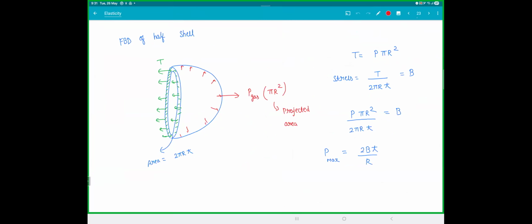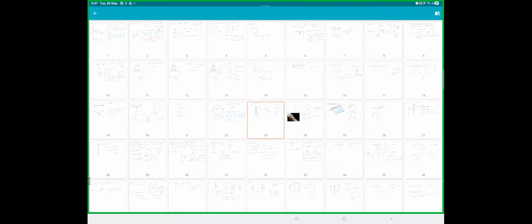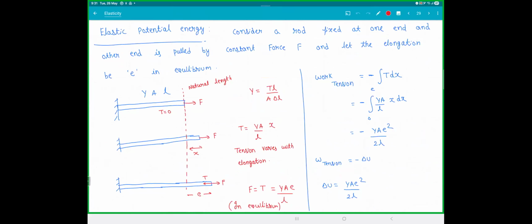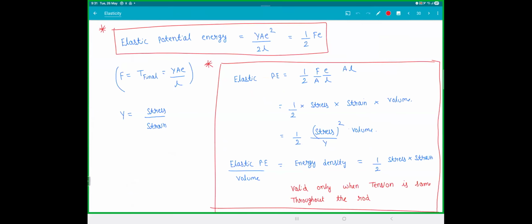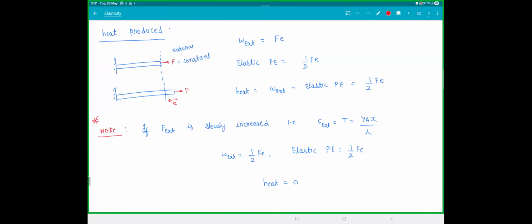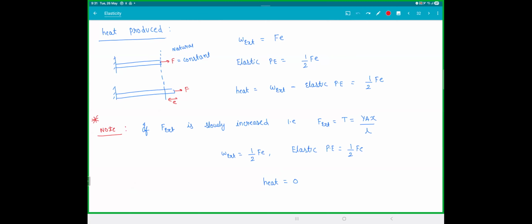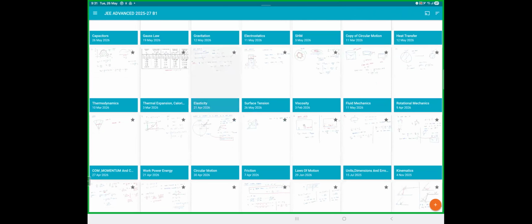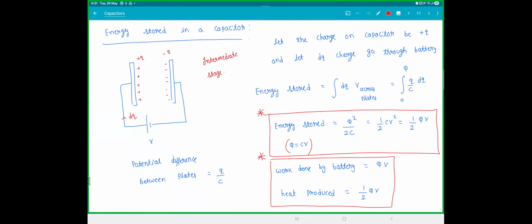Second time you saw this was in elasticity. When you take a wire and stretch it, the potential energy stored is half Fe, whereas work done by external force is Fe. The heat produced is half Fe. So again, half of the energy was lost. So this is one common trend you will see across different chapters, that whenever you have a system, you lose half the energy. Generally, not always true, but generally.